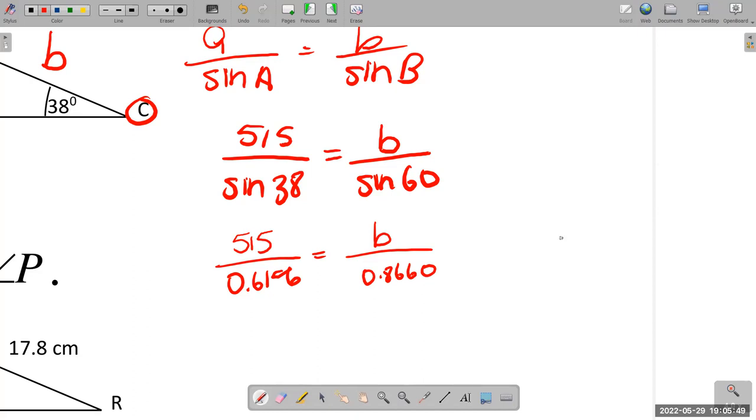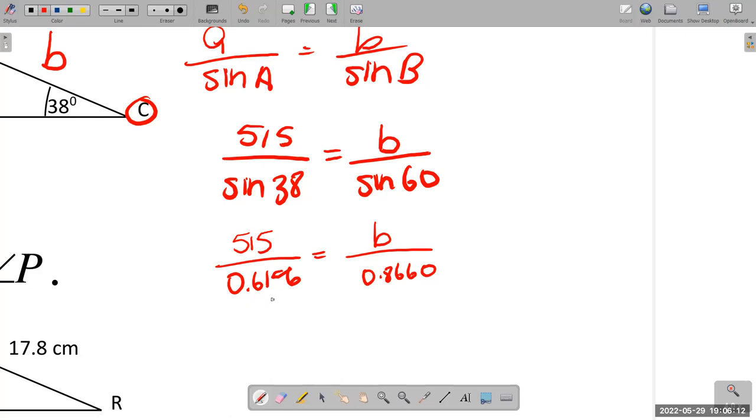What's going on, guys? Hold on there. It's scaring me. Let me go look for my calculator. Hold on there. I think I got it on my phone. Sine 38. Hold on. I got 0.61566.